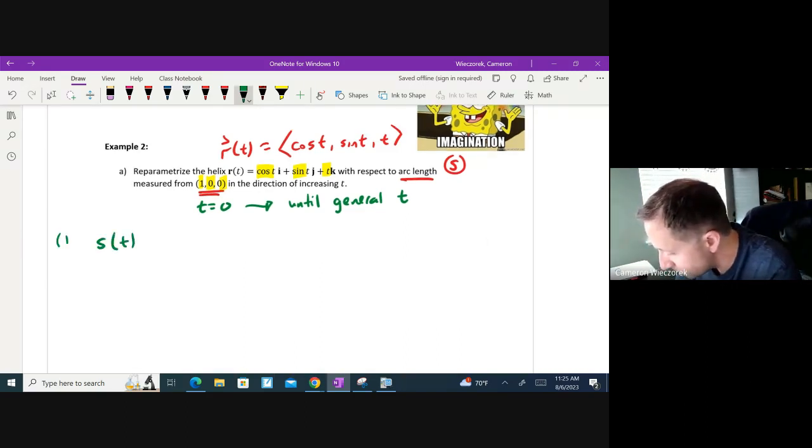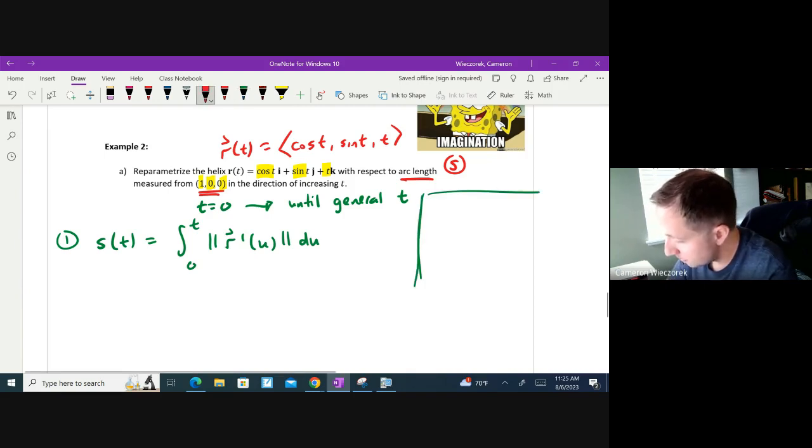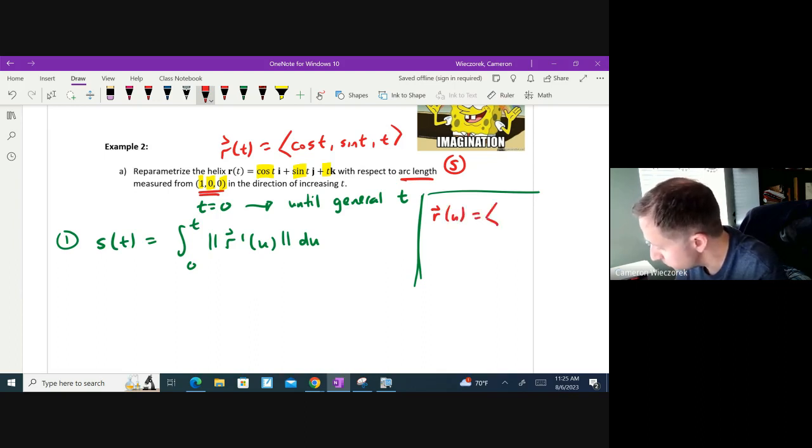So step 1, I'm going to define the arc length function, which is going to go from t equals 0, where we start, to general t of the magnitude of r prime of u, I need a different variable, du. So off to the side, I'm going to do my side work here. I need to figure out what r prime of u would be. Well, r of u would just be the same parameterization they gave me using u instead of t. So r prime of u, and you could do all this work inside the integral if you want. I just like to do it off to the side. So I'm going to call this side work. Up to you, just stay organized.